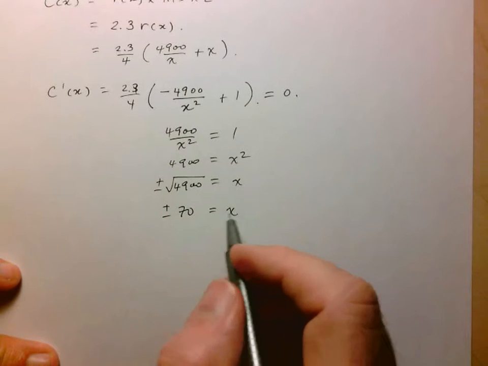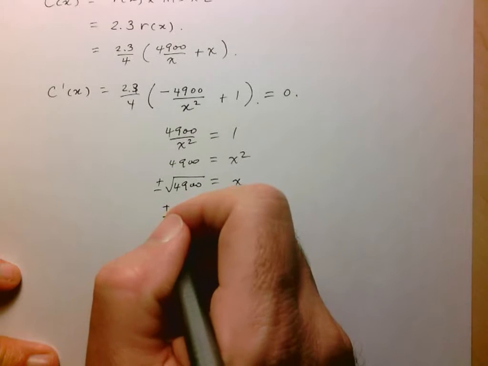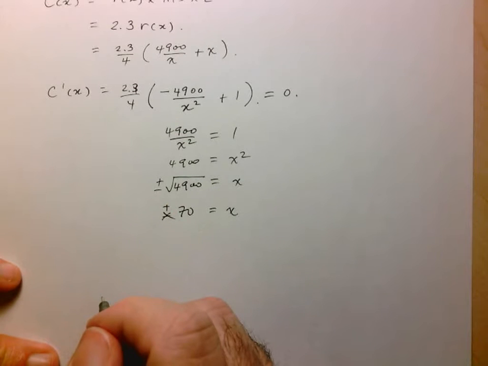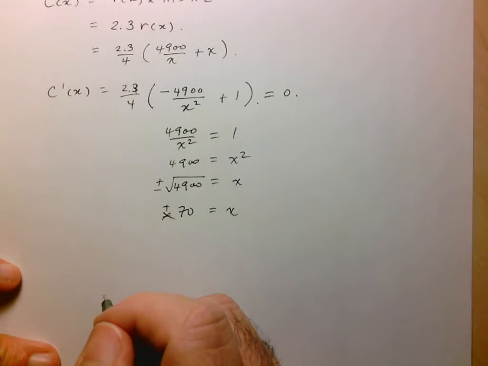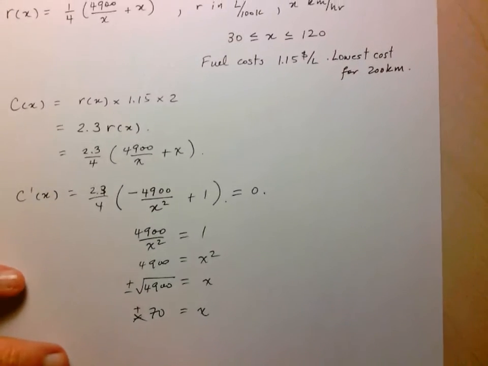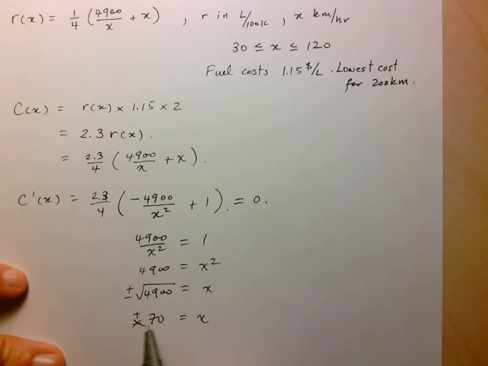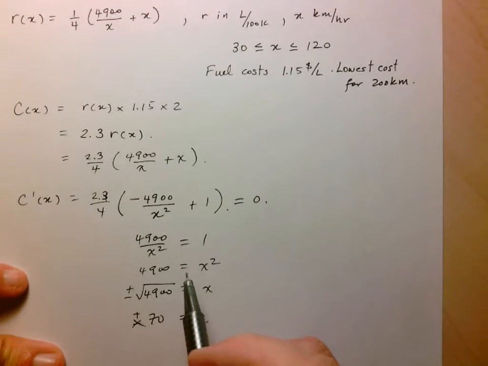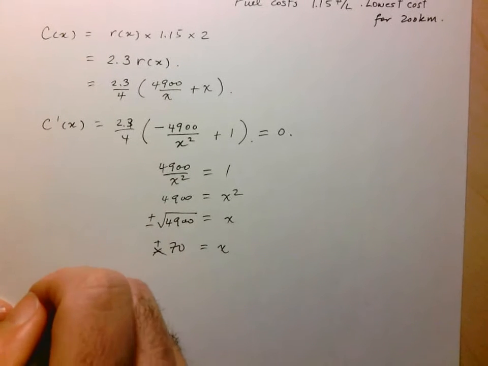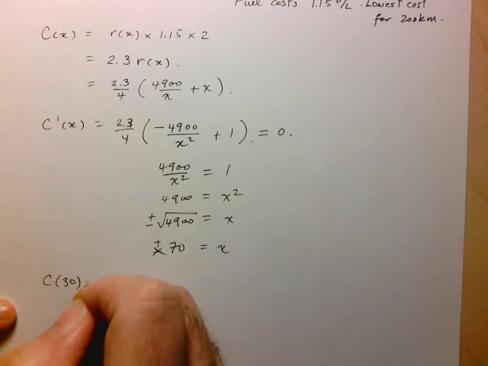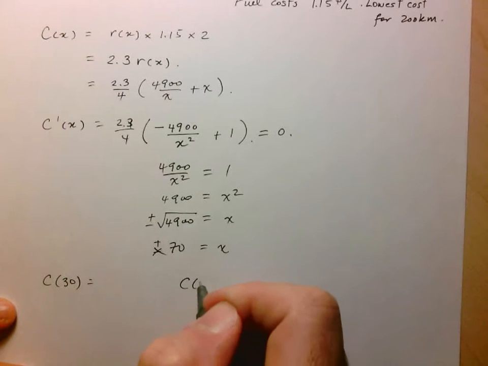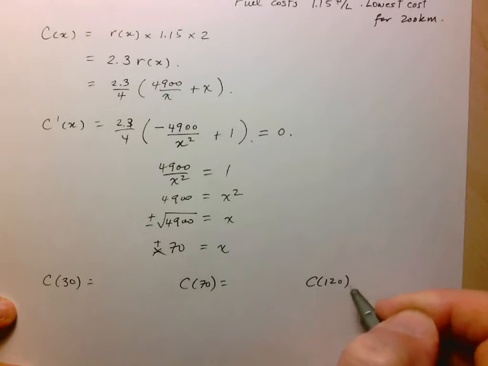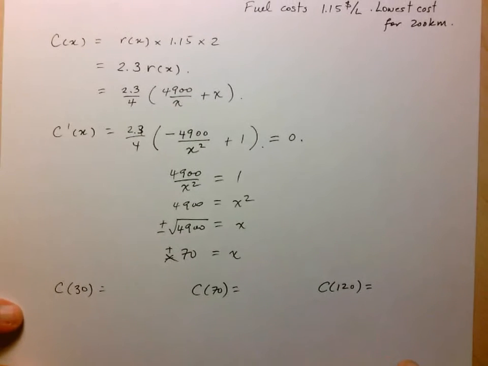But since x lies between 30 and 120, and of course we're not interested in negative speeds, our only critical point is 70. Now because we're working on a closed interval, I don't need to test whether this is a maximum or minimum, because I'm going to need to compare it to the two endpoints anyways. So I have to calculate C at 30, one endpoint, C at 70, which is my critical point, and C at 120, which is the other endpoint. So let's do this.